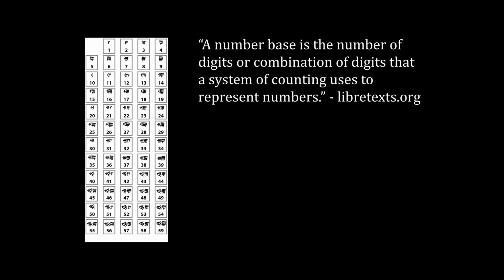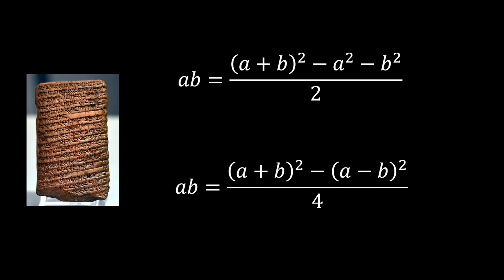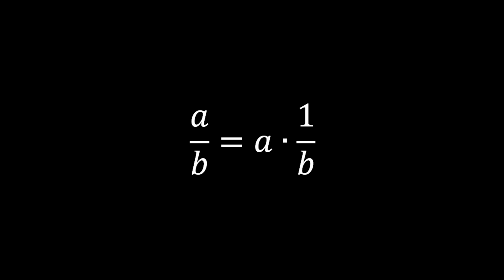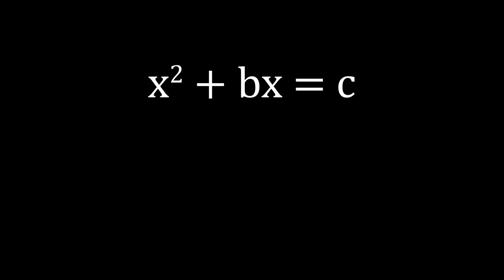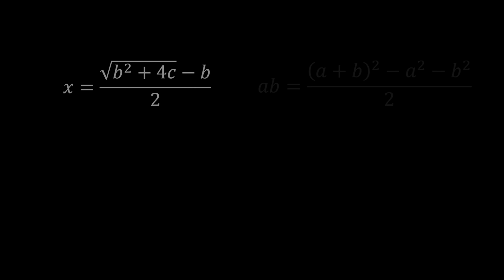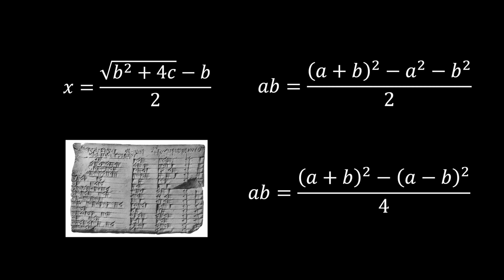Babylonian maths was written using a base 60 number system, likely due to its large number of factors. They also used a table of square numbers with these formulas to aid with multiplication. For dividing, they would multiply by the reciprocal, and they even discovered a quadratic formula for the equation ax squared plus bx equals c, where c was positive. Using these formulas, as well as the table of multiplication, they were able to simplify different operations.